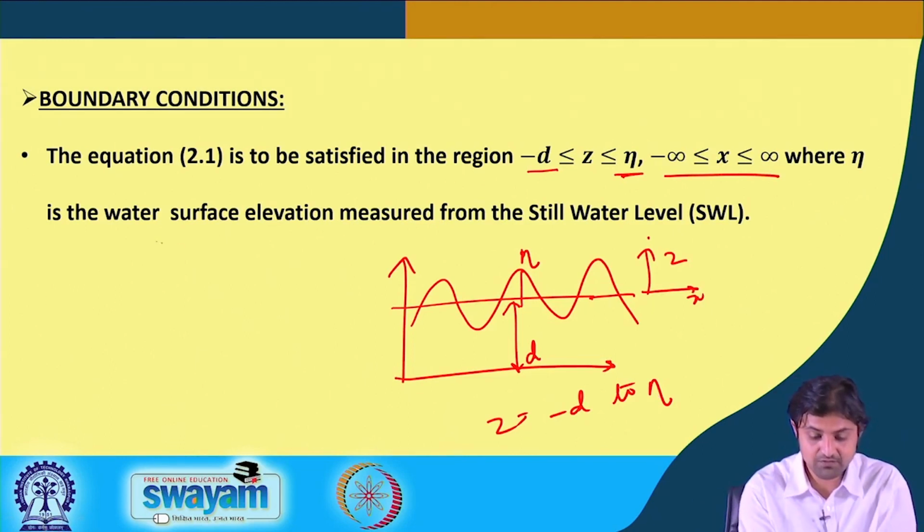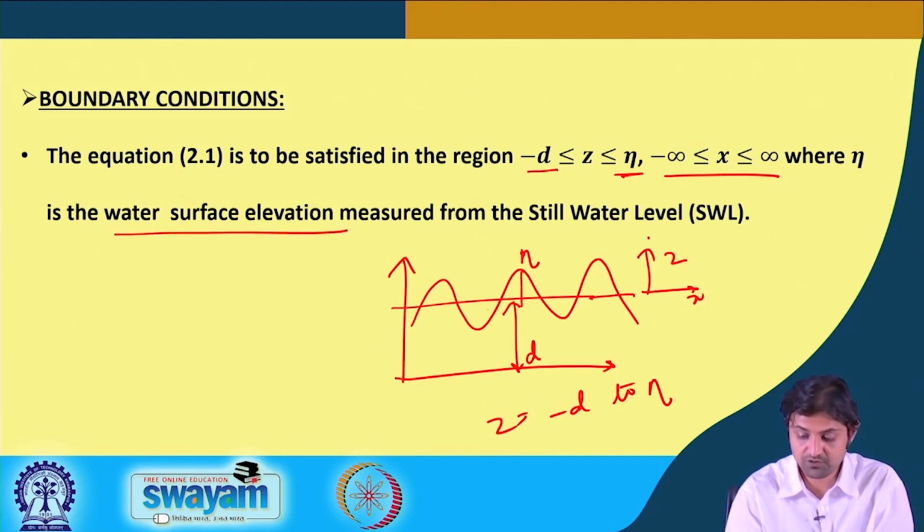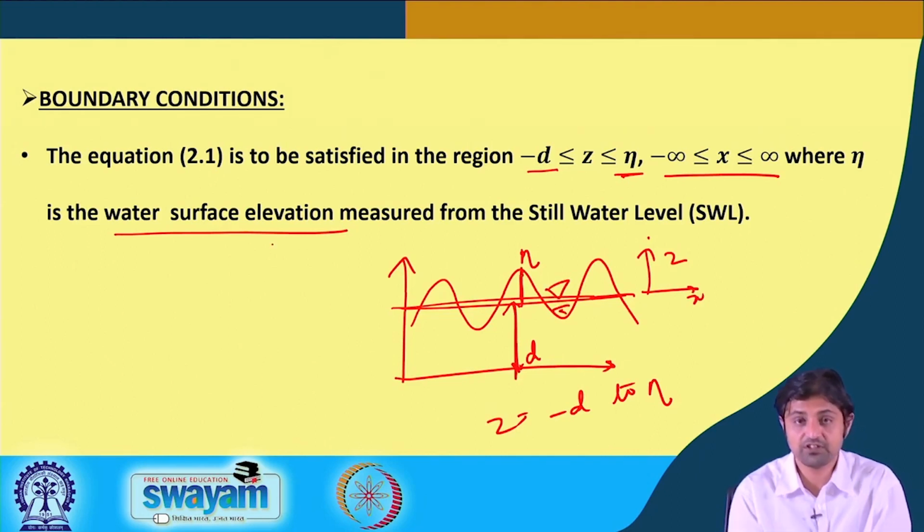Here eta is the water surface elevation measured from still water level. If this is a still water level, so this is eta, because below is the depth, here is the eta. Eta is the water surface elevation measured from still water level. This is SWL.